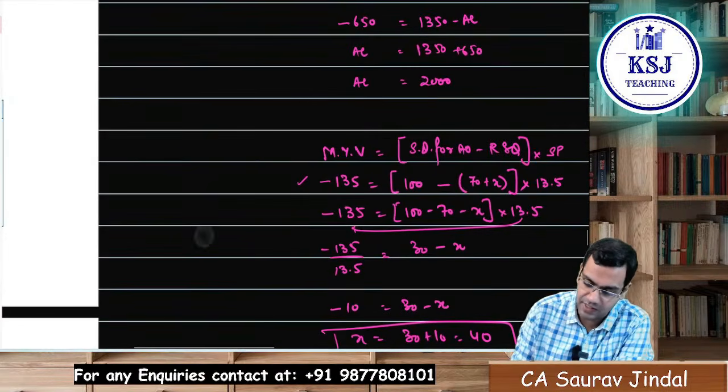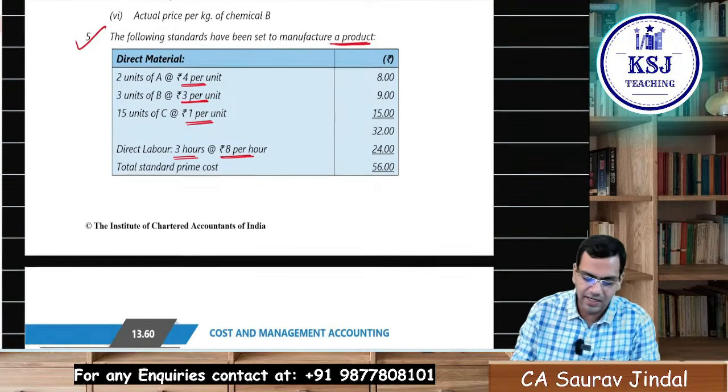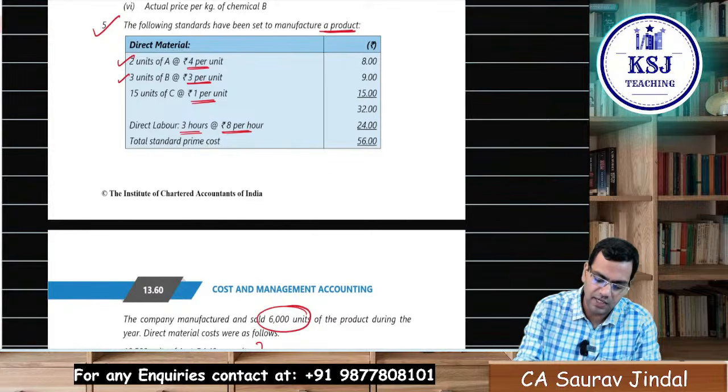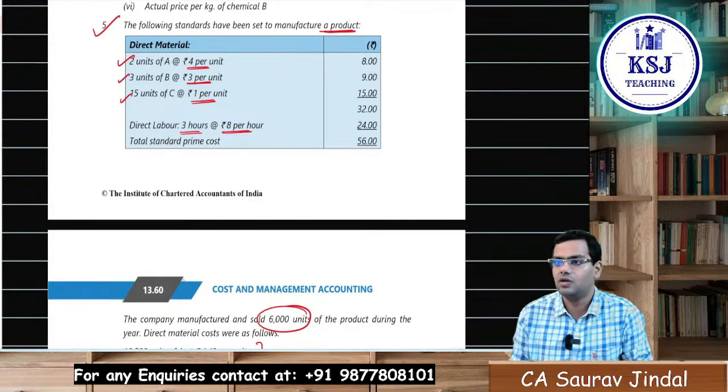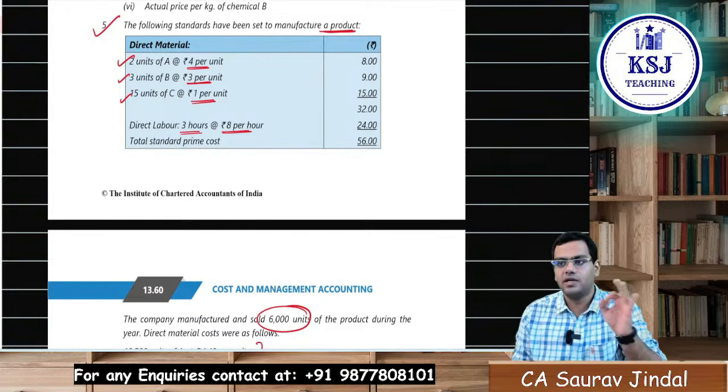So we can prepare the tables easily, right? Will you be able to prepare the table? Material variance is there for 6,000 units. Multiplied by 2, 3 and 15, you will get what? The standard quantity for actual output.